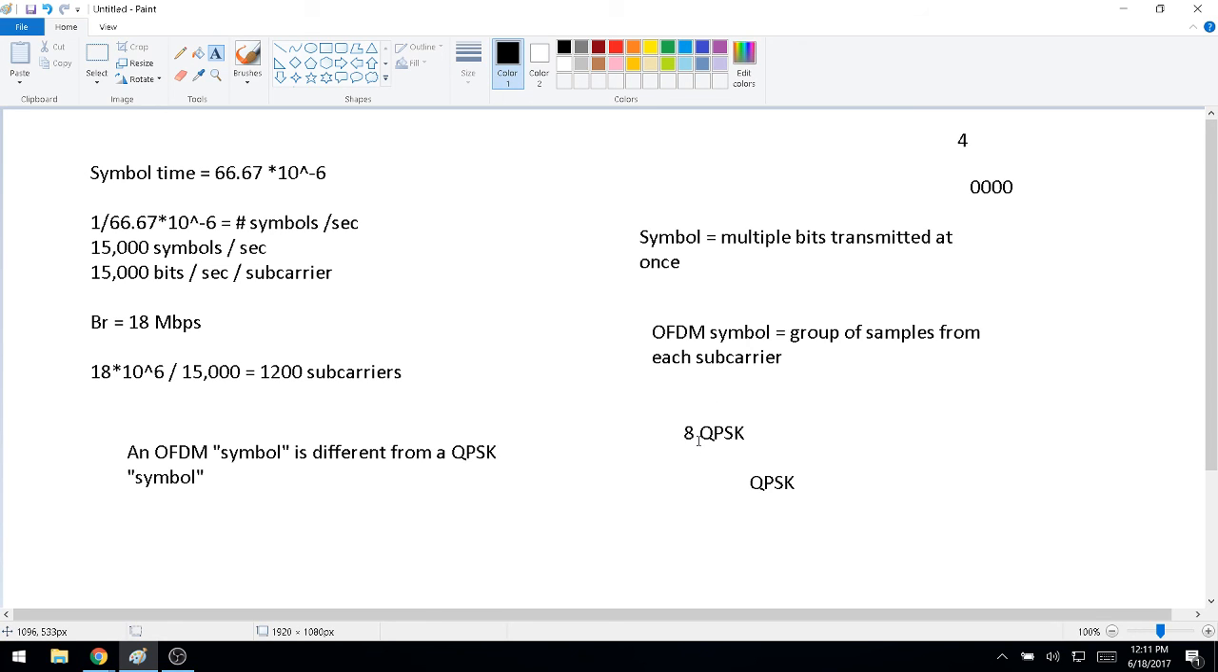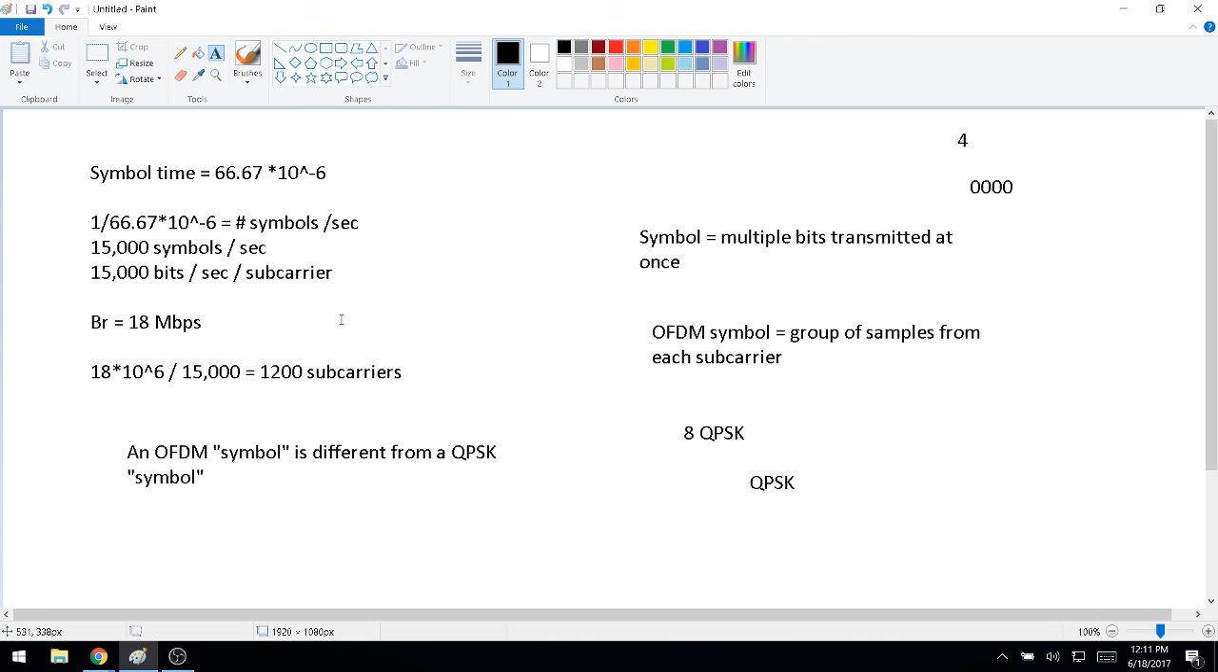And again, if my explanation of the book's explanation isn't doing it for you, page 241, 242 in the book goes into an explanation of this. But the essential thing is that we're saying we're doing 15,000 symbols per second, and each of those OFDM symbols are samples of multiple subcarriers.